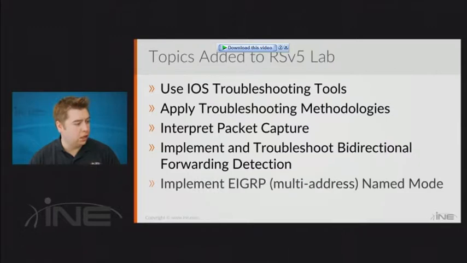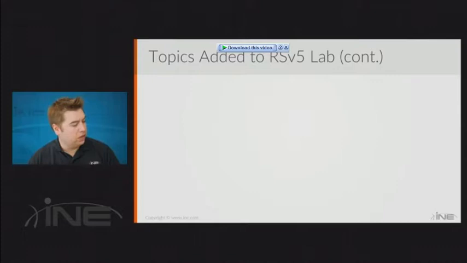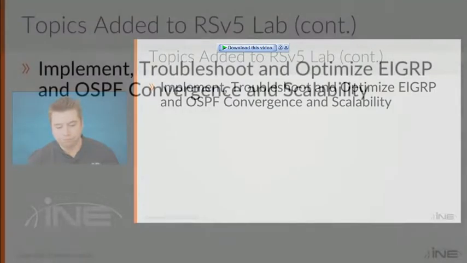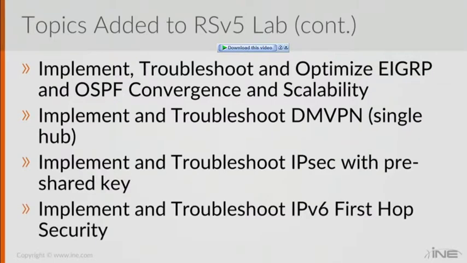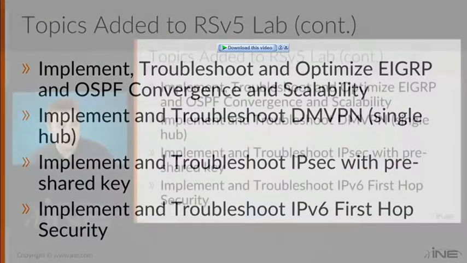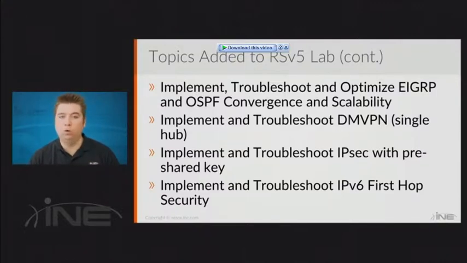Okay, then we have BFD, EIGRP named mode. Both of these are then on the written and the lab exam. Same with EIGRP, OSPF scalability, and then DMVPN, IPsec, first hop security, IPv6 first hop security. So these ones are both in the written and the lab. So kind of in summary, the big ones that are in the written and not in the lab would be IS-IS routing, GET VPN for group encrypted transport, and then the layer 2 MPLS tunnels. So Ethernet virtual circuits, virtual private LAN services, those are going to be just in theory in the written exam, not in the actual implementation in the lab portion.